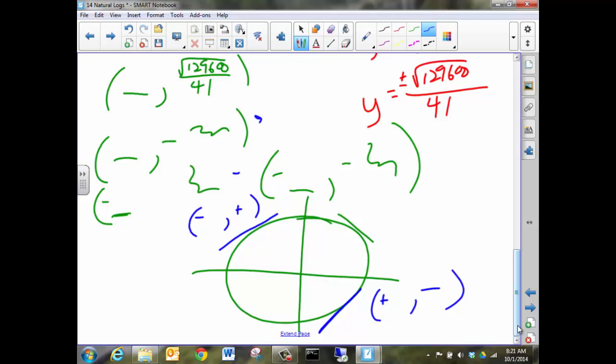Okay? Now I want to spend a few minutes reviewing, working some more of the logarithmic problems like we did yesterday. What's the derivative of the natural log?